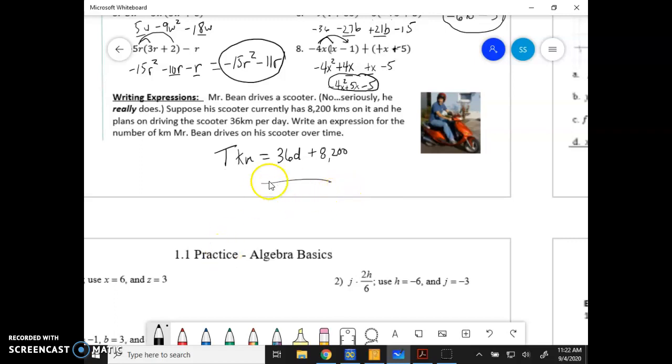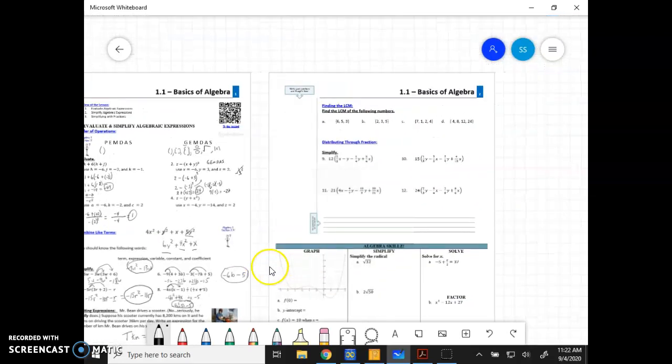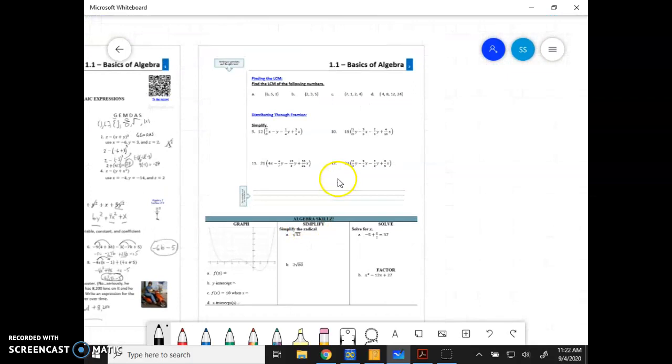All right, so you probably won't have a whole lot of that to do unless you do get to the application section. So there's only one of those. All right, moving on.